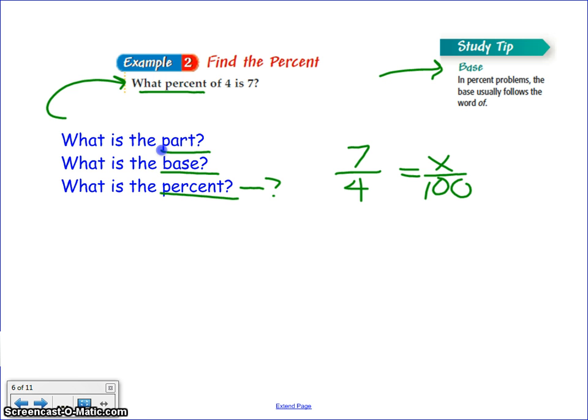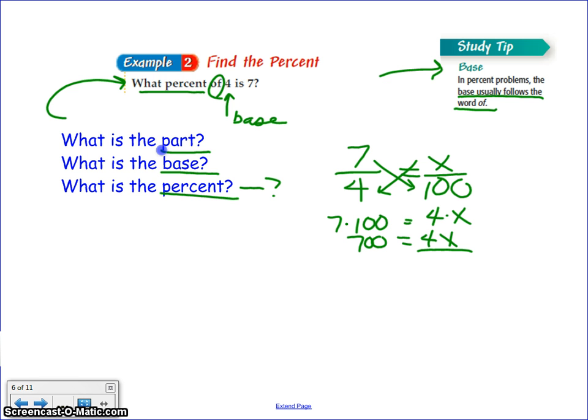Look at this little study tip here. It says in percent problems, the base usually follows the word of. So whenever you see the word of, that's your base. Just remember that little tip. Okay, now we're going to do cross products. 7 times 100 equals 4 times x. Doesn't matter which one you put on which side of the equal sign, okay? 700 equals 4x.